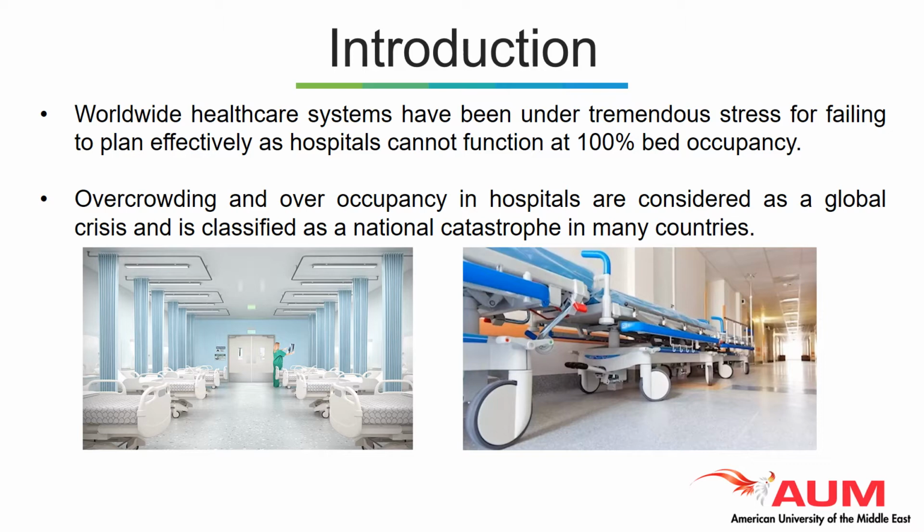In addition, overcrowding and overoccupancy in hospitals are considered a global crisis and are classified as a national catastrophe in many countries. One of the main factors of overoccupancy rates is the poor capacity planning of beds required. Planning the bed capacity must take into consideration the reasons and causes that affect the load increase in hospitals. One important reason is the diversions between the patient flow through beds, available beds, and the demand.